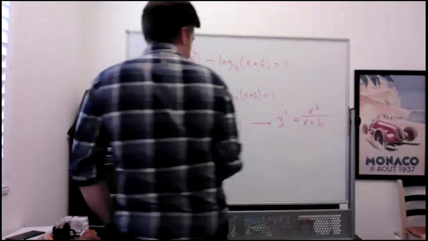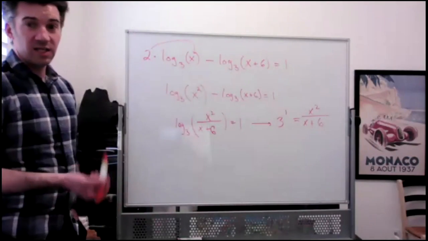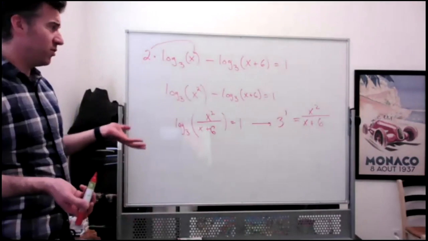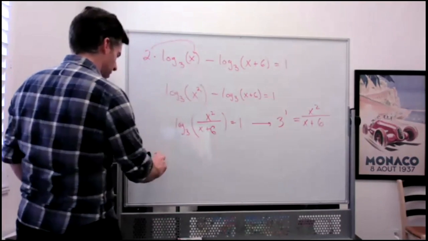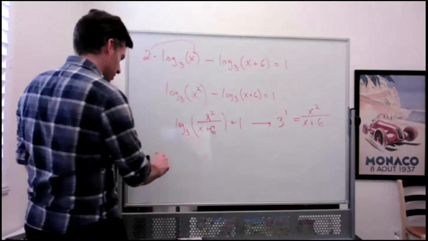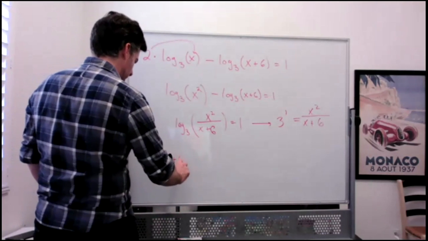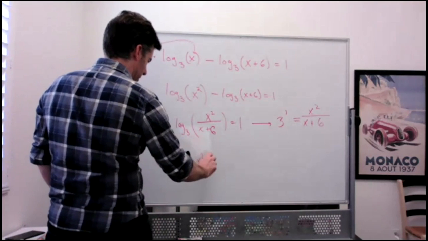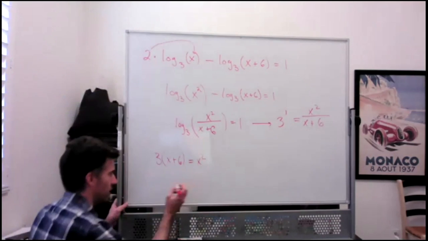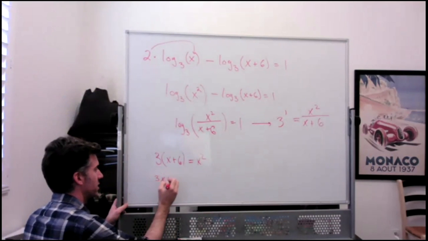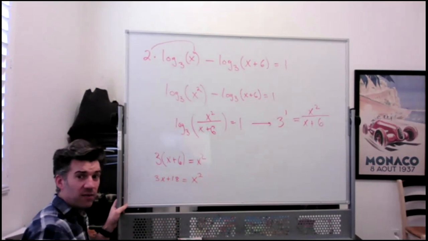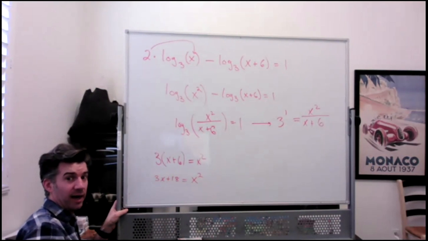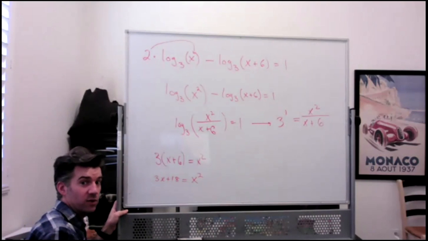So then, solving this one isn't quadratic yet. I have to multiply both sides by the denominator. So I'm going to rewrite this as 3 to the first, which is just 3, times x plus 6 equals x squared. So this becomes 3x plus 18 equals x squared. And I would bring everything to the right-hand side because I like my highest power to have a positive coefficient.